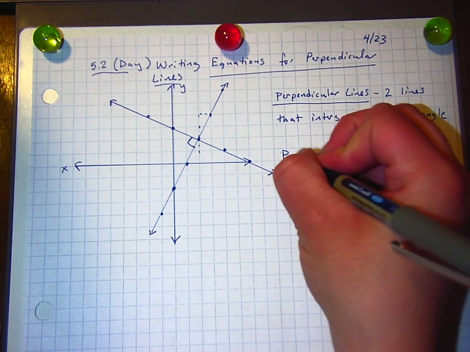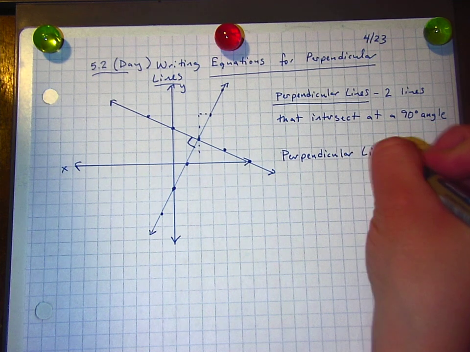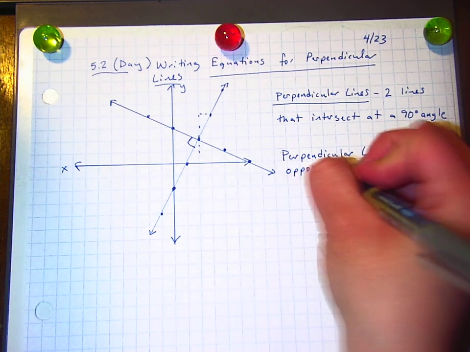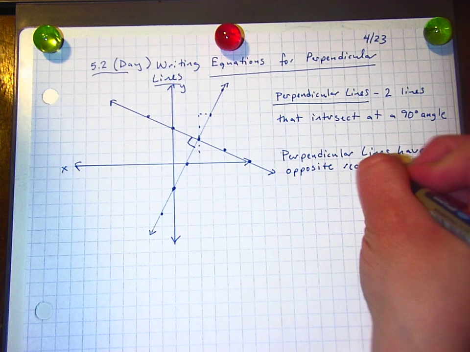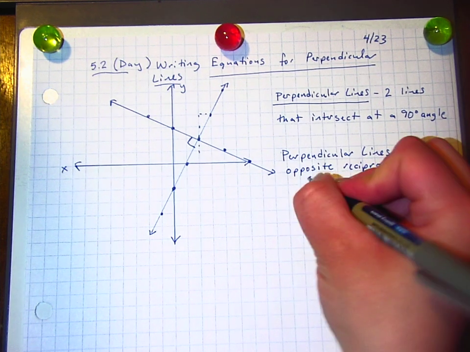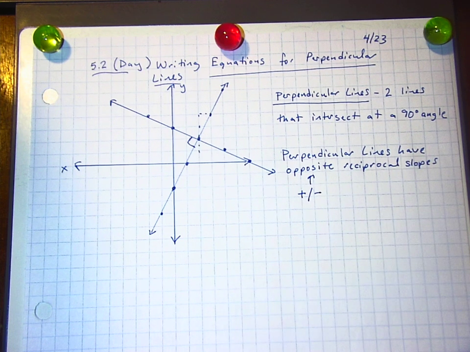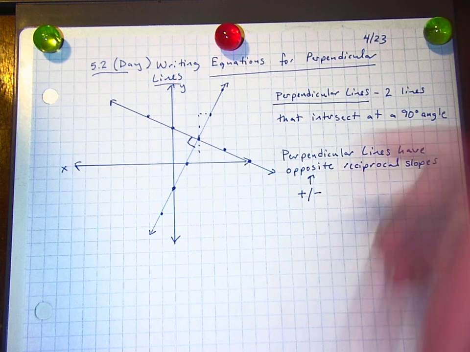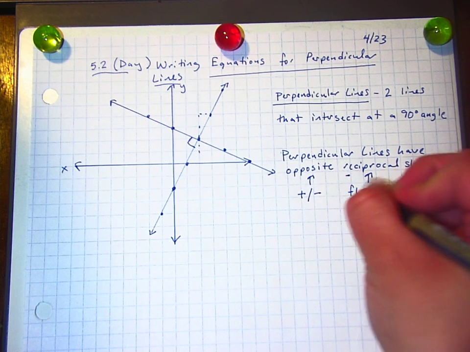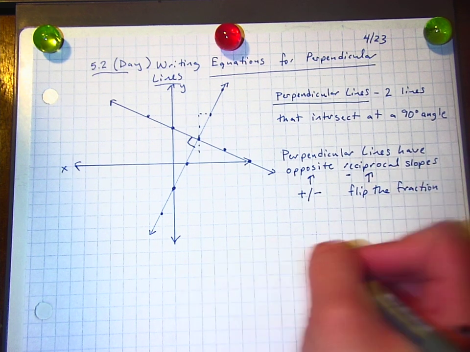So I'm going to write down perpendicular lines have opposite reciprocal slopes. Now, the word opposite means that if the original slope was positive, the other slope is negative, so that just makes it positive and negative. And reciprocal means that you flip the fraction. Okay.